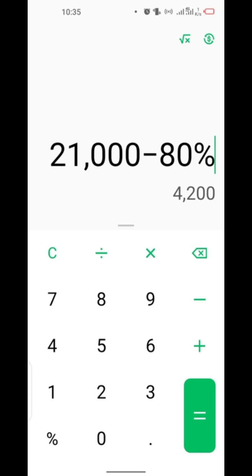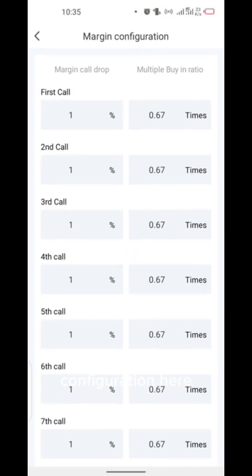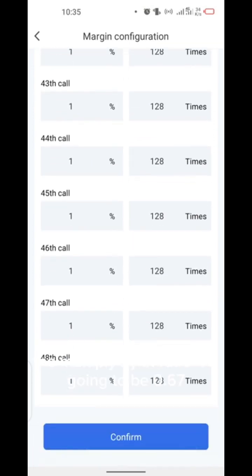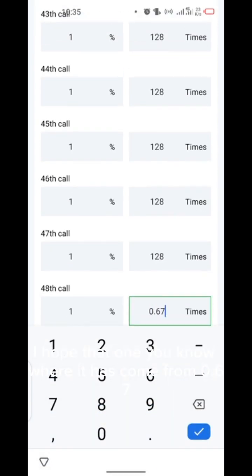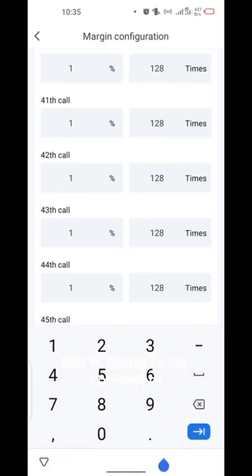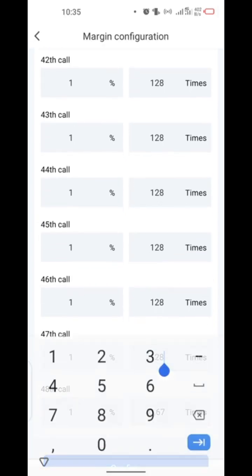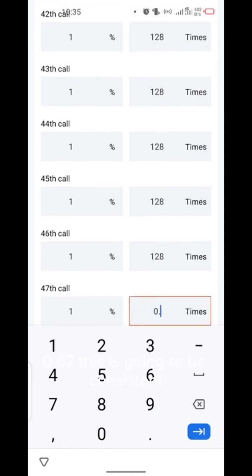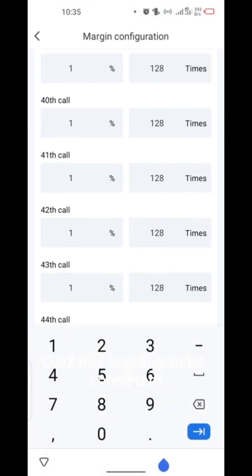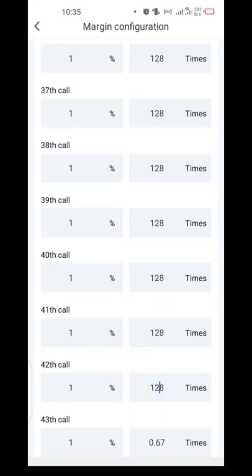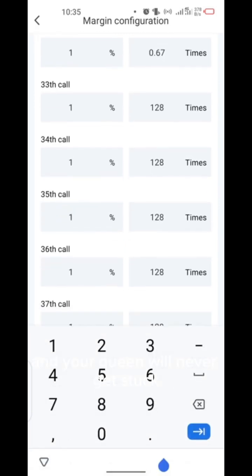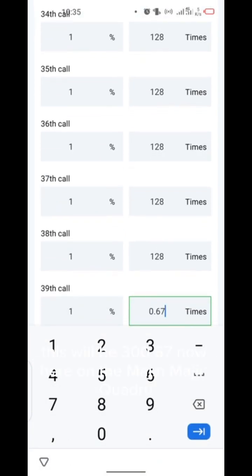It can't exceed that. Now you set your margin calls and say, my margin call configuration, here the multiple buying ratio is going to be 0.67. I hope that one you know where it has come from. 0.67. This is going to be consistent throughout. And your coin will never get stuck because you are prepared.